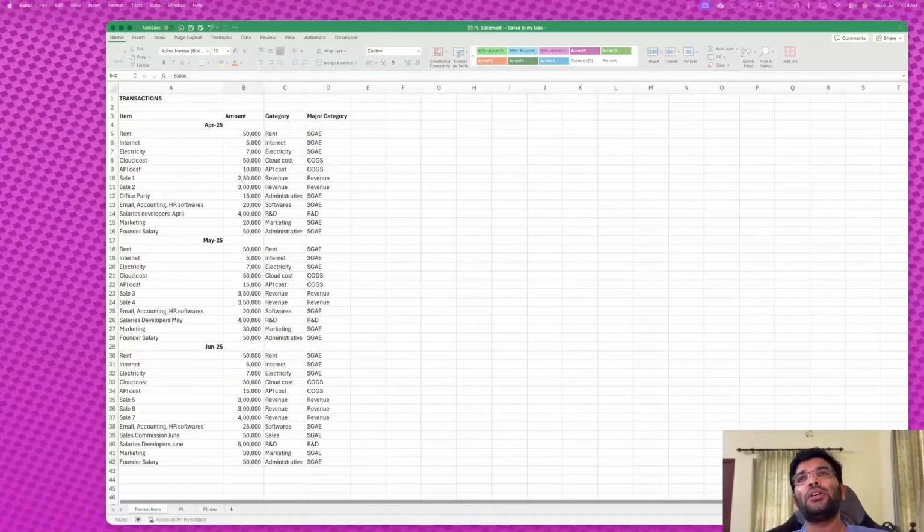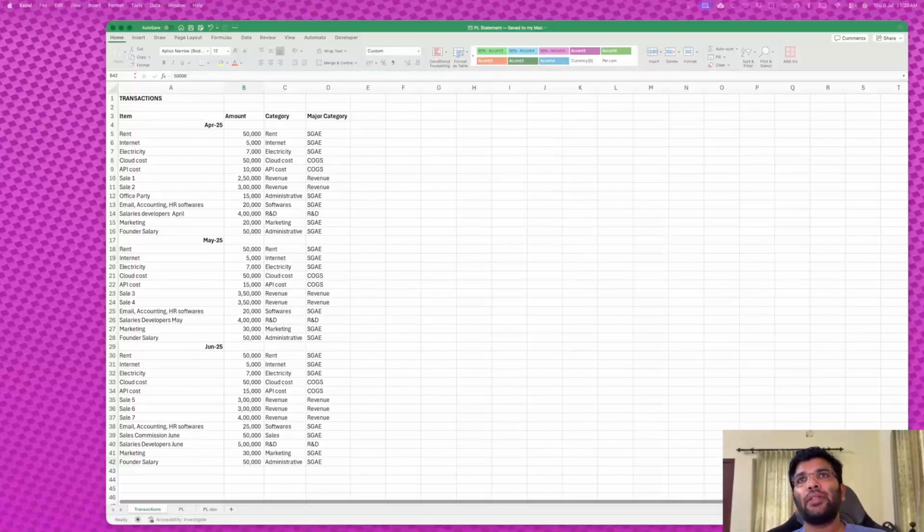Today, we'll talk about P&L statements, profit and loss statements. Let's take a quick look at a P&L statement of a typical SaaS startup. It's a small company, nothing complex, no loans or any complex accounting. A simple company which has all the typical transactions that you do.